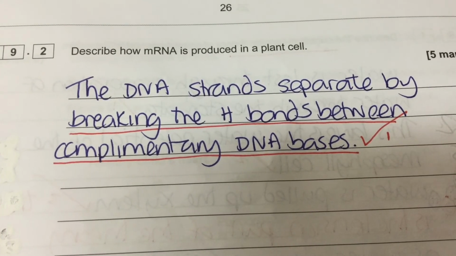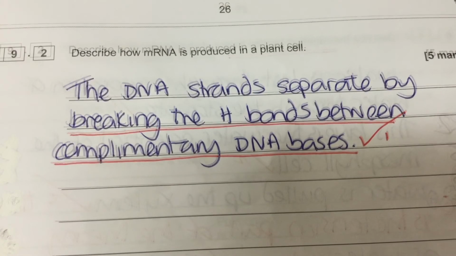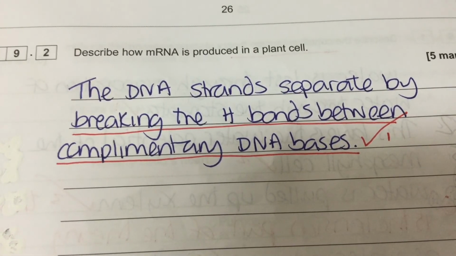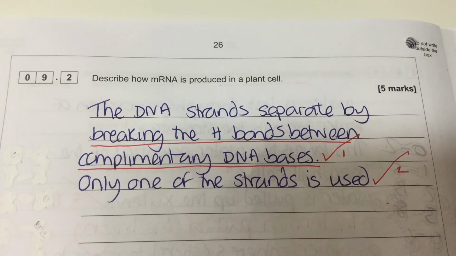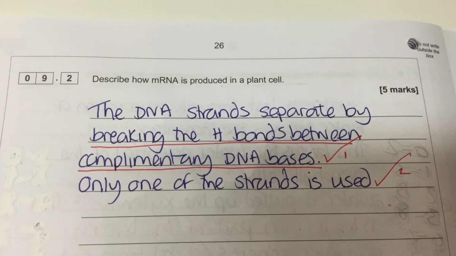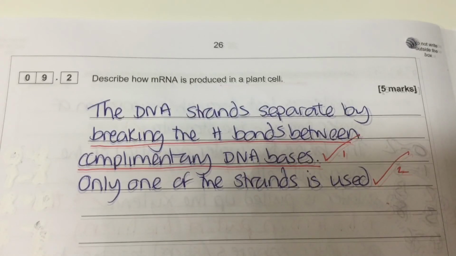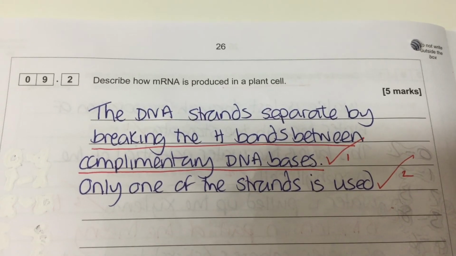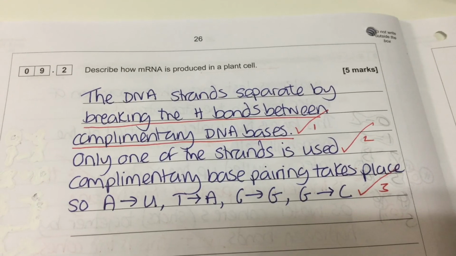In this mark scheme, it didn't discriminate. It didn't say you couldn't say that, but in other mark schemes, it has. So best to stay away from the whole unzipping idea and talk about the hydrogen bonds between the bases breaking. There was then a mark for saying that only one of the DNA strands is actually used. And then the third mark was to say that complementary base pairing takes place. So A joins with U, T joins with A, C joins with G, G joins with C.